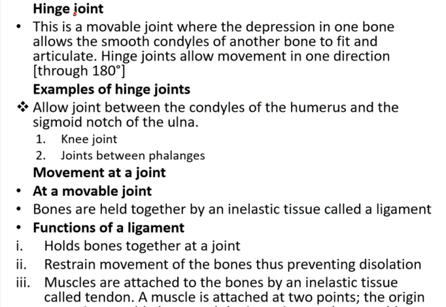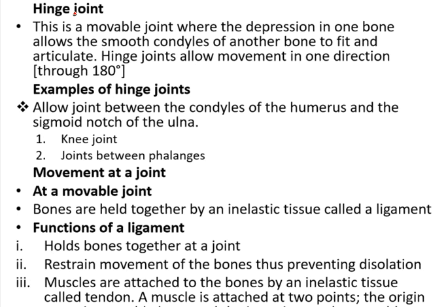Next we have the hinge joint. The hinge joint is a movable joint where a depression in one bone allows smooth condyles of another bone to fit and articulate. Hinge joints allow movement in one direction, that is through 180 degrees. Examples of hinge joints: we have the joint between the humerus and the sigmoid notch. Then we have the knee joint and the joint between the phalanges.